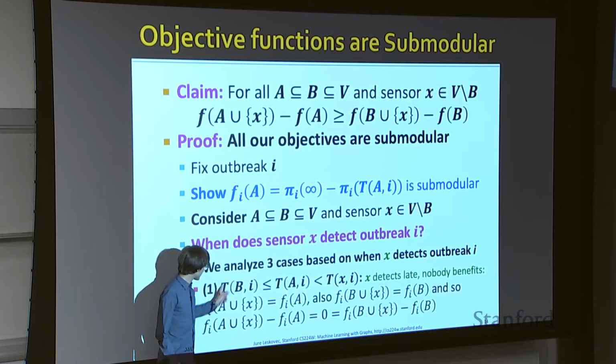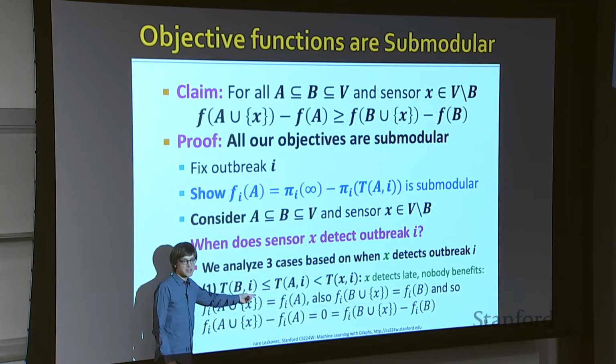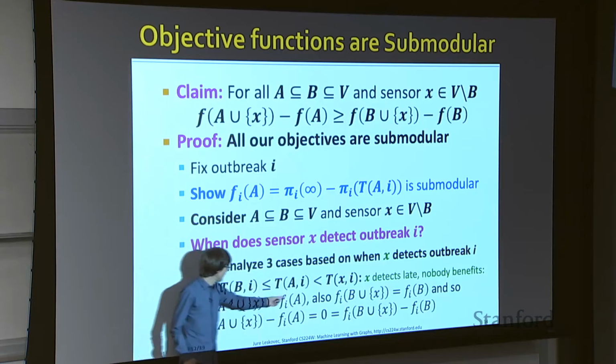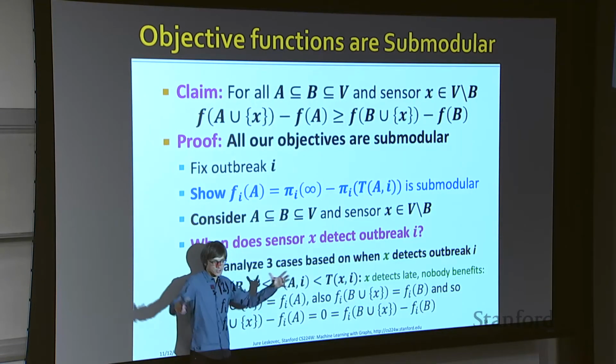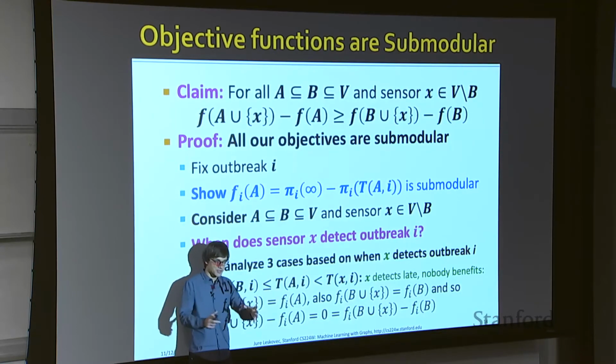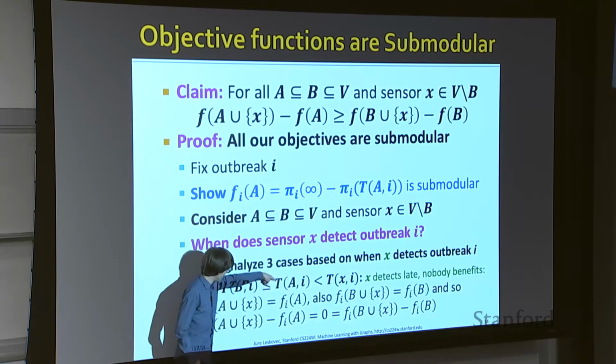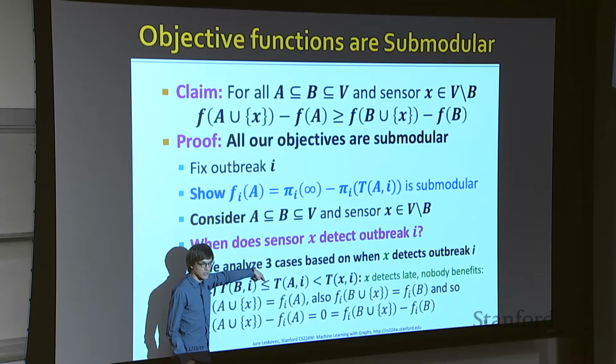So first the placement B detects, because it's a big placement, then placement A detects either at the same time or later, because A has fewer sensors. So this should be clear why this inequality holds here, right?